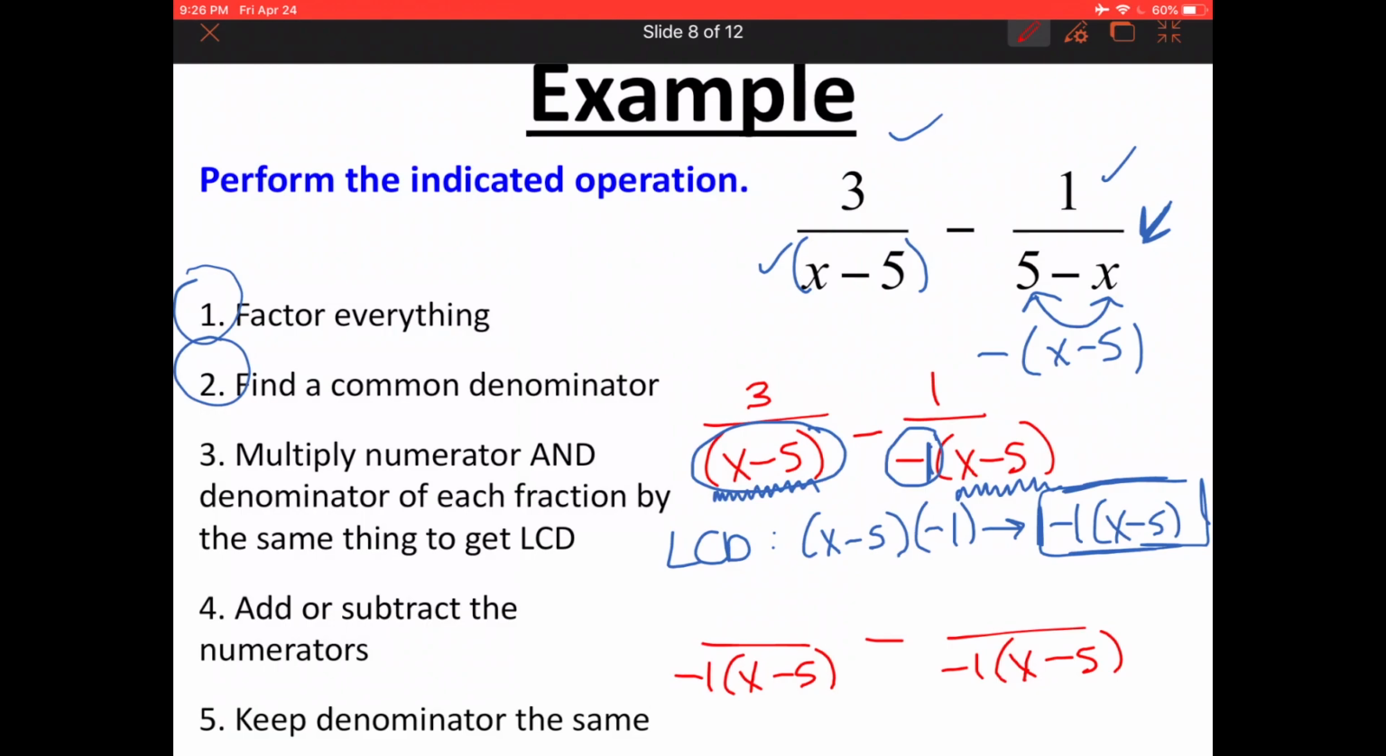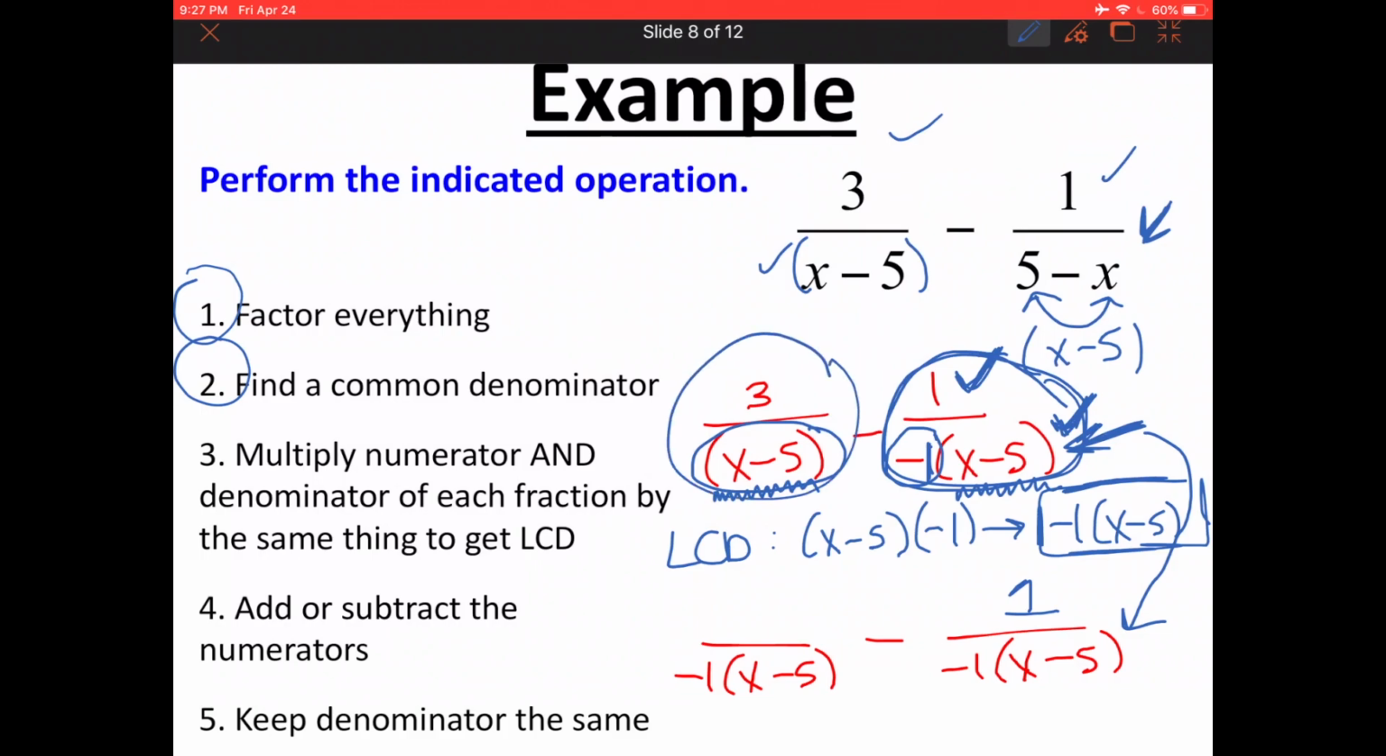So let's go back to the beginning, okay? Here on the right, how do I get this denominator to turn into negative 1 times x minus 5? I don't need to do anything. That's already the denominator. So I can keep the denominator, keep the numerator. Here on the left, how do I get x minus 5 to multiply to negative 1 times x minus 5? I just have to multiply it by negative 1. If you do it to the bottom, you have to do it to the top. So now I have negative 3 over negative 1 times x minus 5.